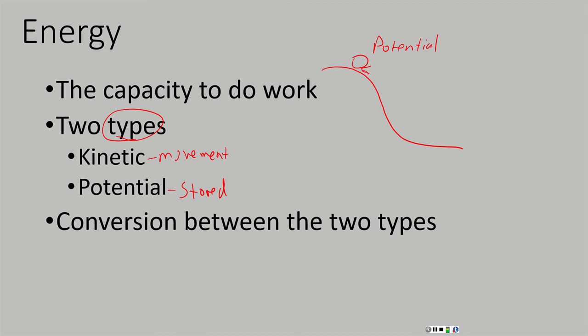Now let's see what happens if I get rid of that wedge. If I get rid of that wedge, what's going to happen? The ball is going to roll down the hill, and as it rolls down the hill, it's releasing that energy. It's moving.